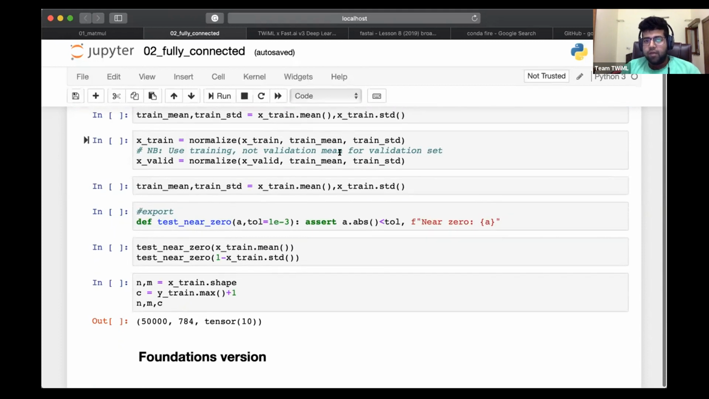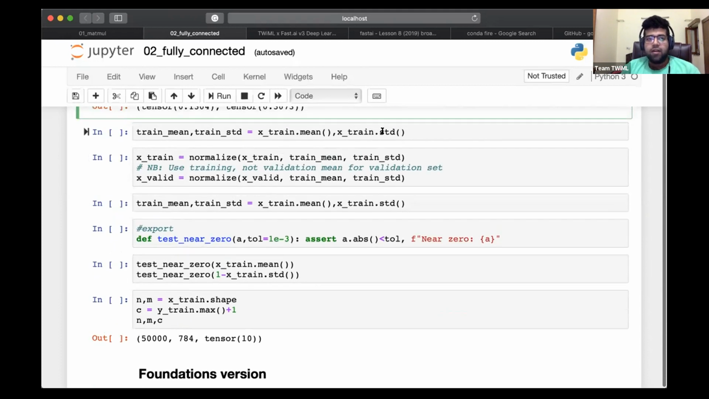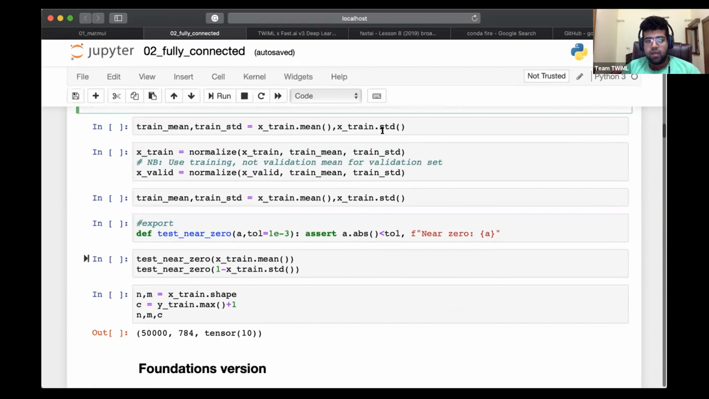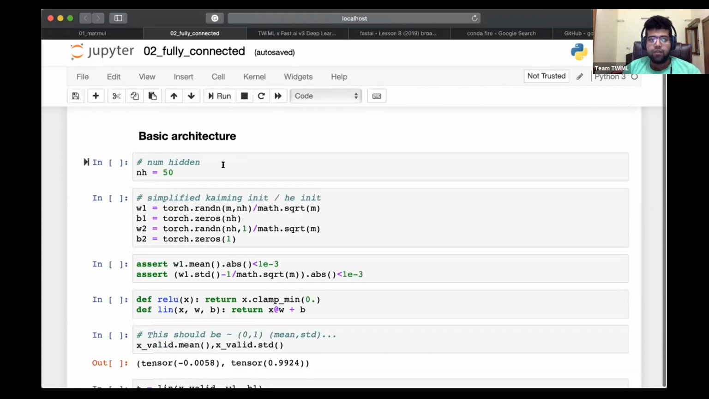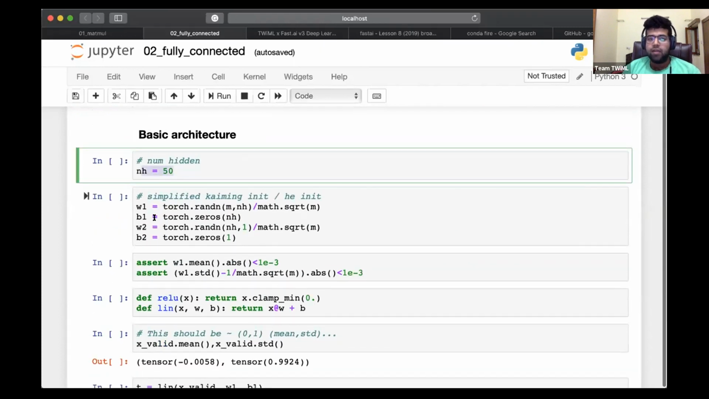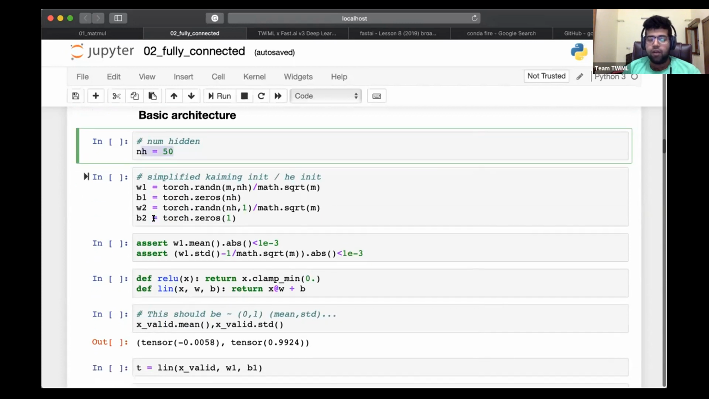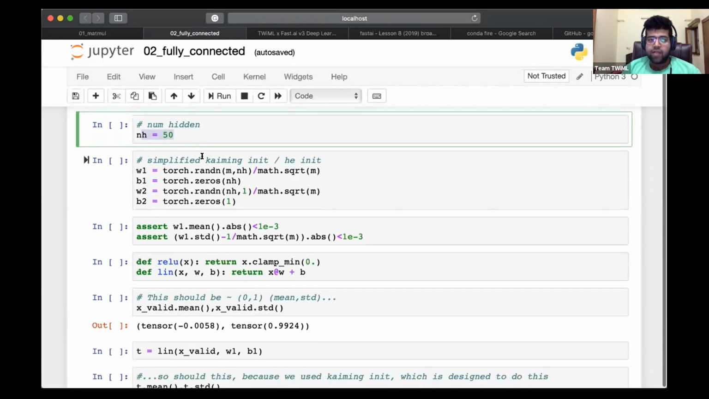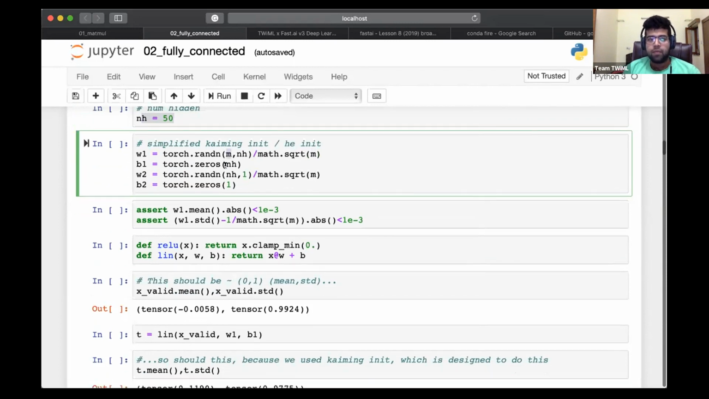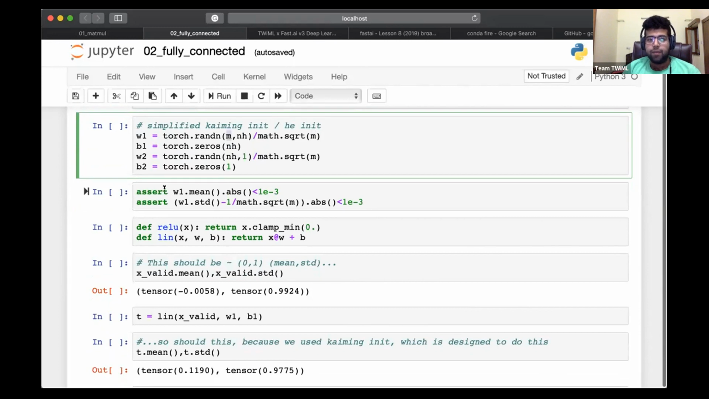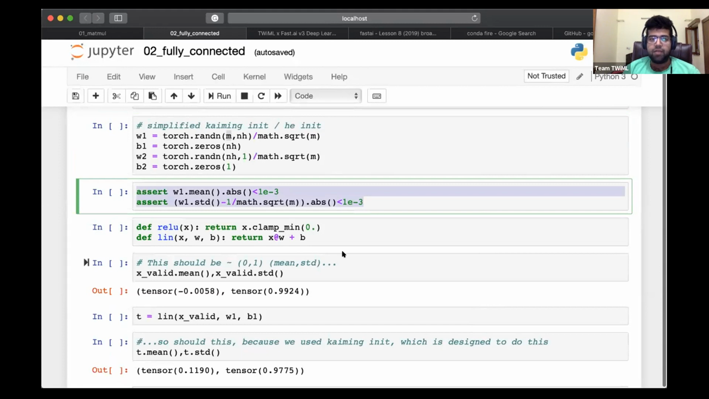The first step is to just use the mean and standard deviation by calling the functions, followed by which we define our architecture. So it has 50 hidden layers and it's a 2-layer fully connected neural network. This is known as Kaiming initialization, a simplified version of Kaiming He initialization. So we divide by the square root of the input dimension of your matrix. Again, we assert the mean and standard deviation to avoid the problem I had just mentioned.